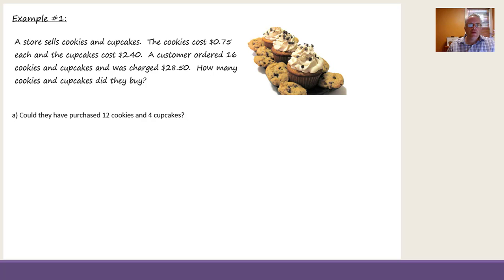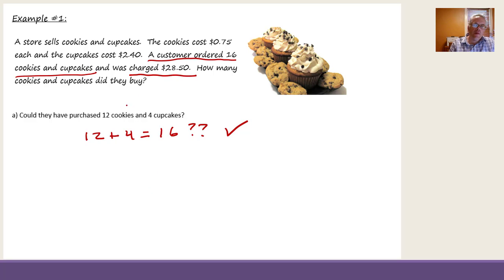So when we start thinking about this, the first thing that must be true is that there must be 16 cookies and cupcakes. So this is the first fact: the customer ordered 16 cookies and cupcakes. All right, so these two numbers should add up to 16. And we see that that's true. So we're checking the guess, and there are two facts. That's the first fact. The second fact is that they were charged $28.50.